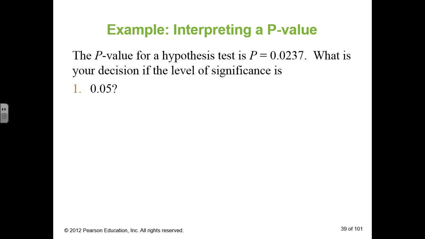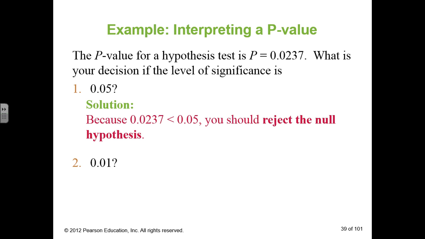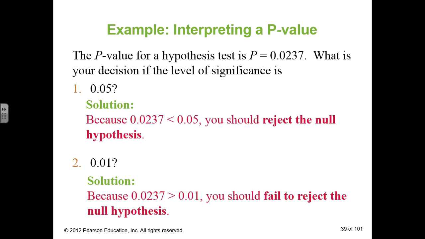Suppose the p-value is 0.0237 and our significance level is 0.05. What is our decision? Well, p is less than or equal to alpha: 0.0237 is less than or equal to 0.05. So we should reject the null hypothesis. But if the significance level is 0.01, 0.0237 is greater than 0.01, thus we should fail to reject the null hypothesis.